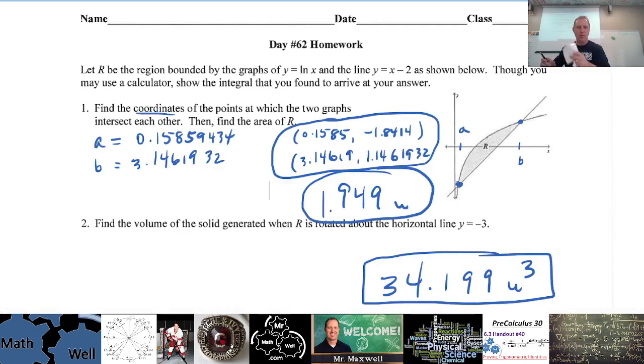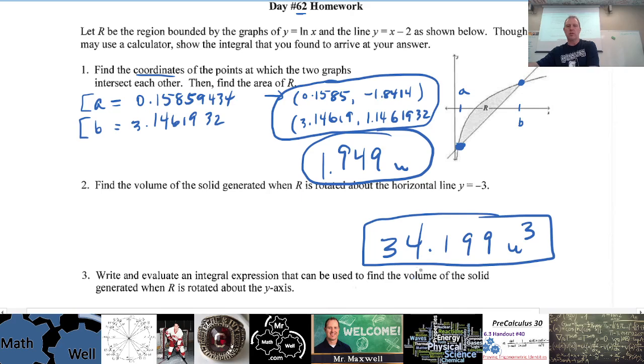For number 1, it asks for the coordinates for the intersection here. So the first coordinate is 0.1585, comma, negative 1.8414. And then B would be 3.14619, comma, 1.14619. So these are the same as day 63 homework that we actually just did. The important part here is going to be A and B, those are going to be used for your limits of integration for number 2.